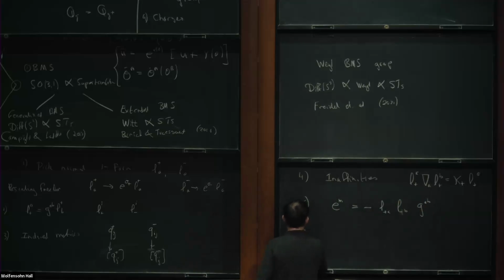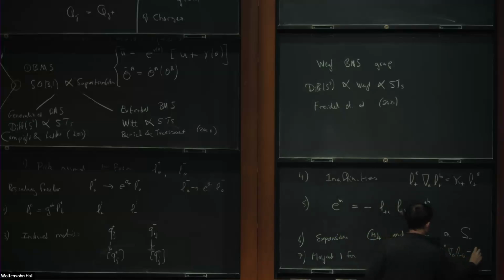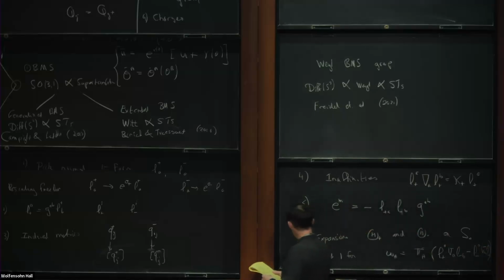Okay. I'm going to need the expansions of these two vectors, theta plus and theta minus on S0. And then I need something called the H-check1 form, which is L plus A minus L minus A. Okay. And again, these are quantities now that are just defined on the intersection 2-surface.